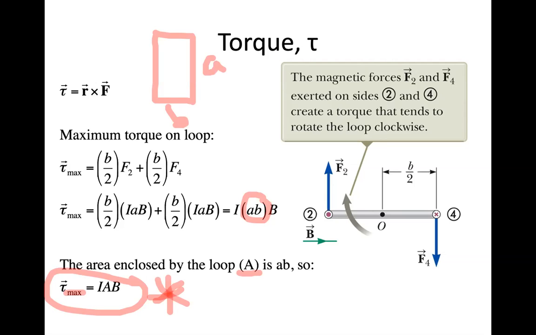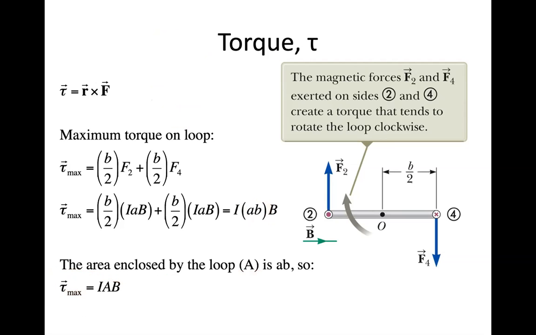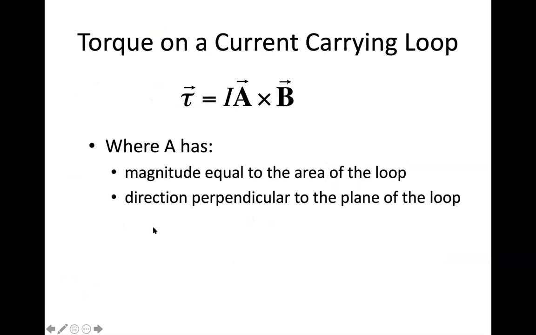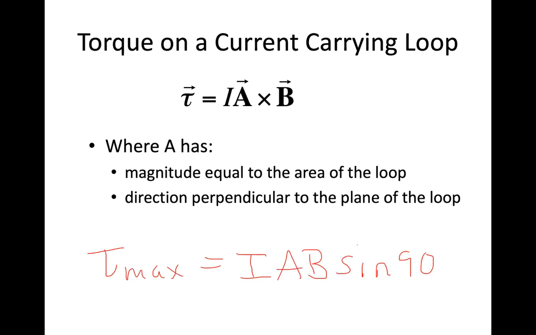There will be times where we won't have the maximum. So what happens when we don't have a maximum? Well, the maximum is when that cross product equals 1. So the maximum is I, A, B sine of 90. The maximum is just I, A, B. But at any other orientation, I have that cross product.